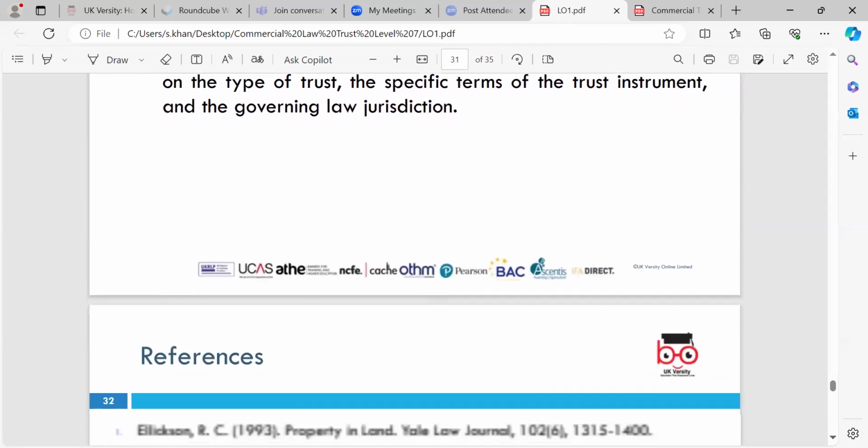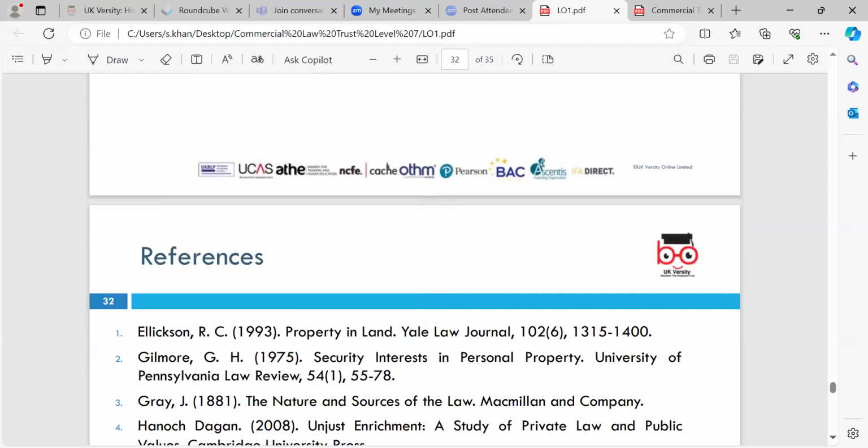So we've finished Learning Outcome 1 now, in regards to looking at the different types of trusts, the rights and responsibilities of beneficiaries, settlors and trustees, and what their rights are in regards to the laws and the jurisdiction of the country. So they need to make sure that they are following the laws and the requirements that are needed.